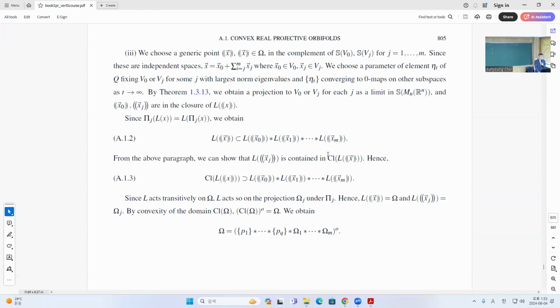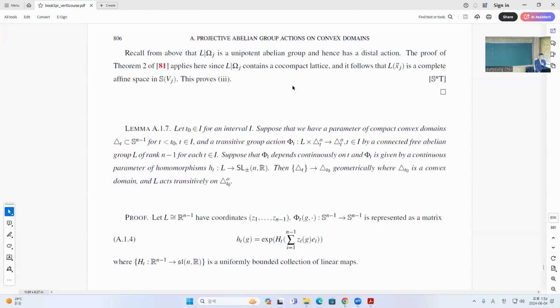Okay, so you need to work on the projection to these, and then this really is realized. Okay, so the next lemma is lemma 8.17. So if you have L acting on some convex domain, in a continuous parameter, so this is a varying representation.